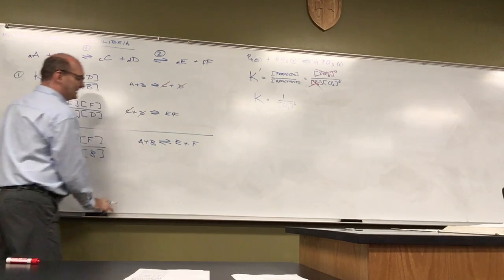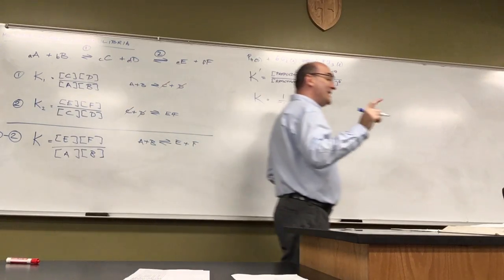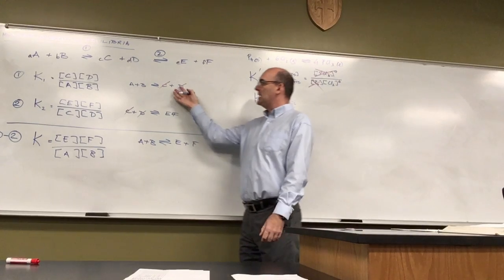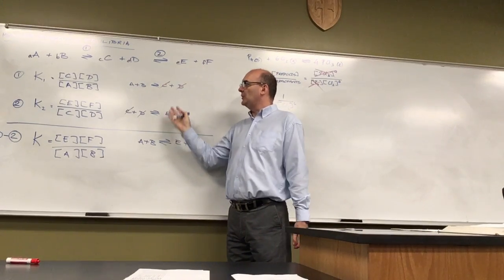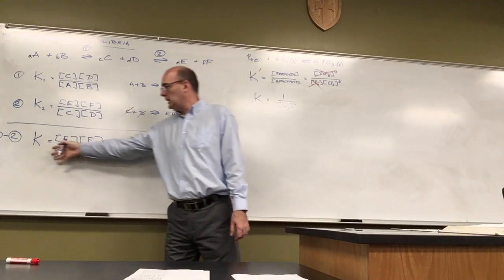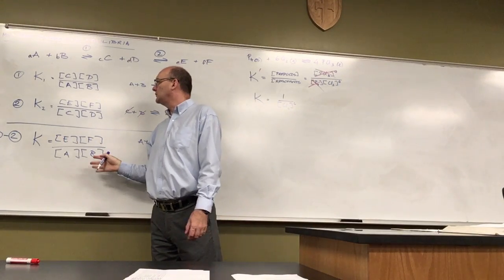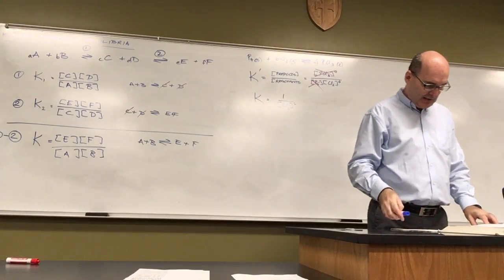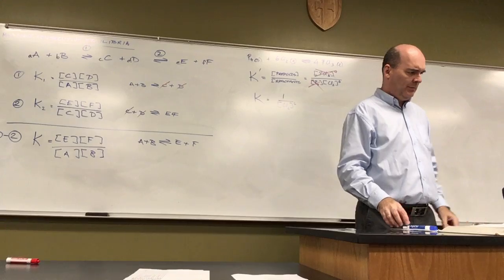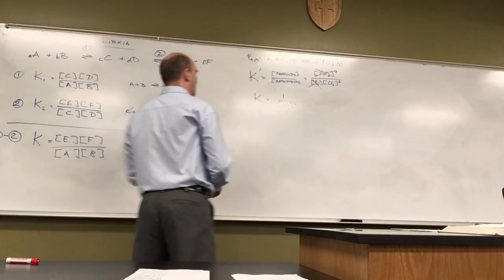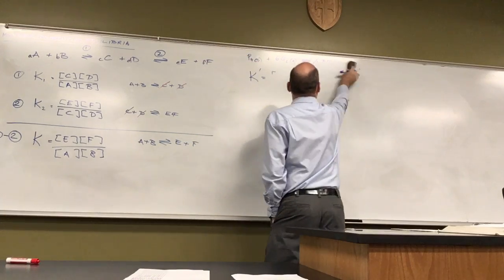So, to get to the overall reaction, I subtract this reaction from that reaction to give me this overall reaction, and therefore I have a K that goes with it. What have I actually done to the numbers though? Because the value of K is not K1 minus K2. It isn't.